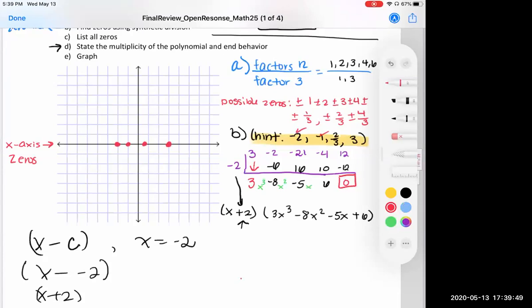All right, we know because of our multiplicity and behavior, our arrows should point up. And because each zero has a multiplicity of 1, it's an odd multiplicity, so we cross each time. Remember, if we have a 0 that has an even multiplicity, it bounces at that 0. So this would be a rough sketch of our polynomial.